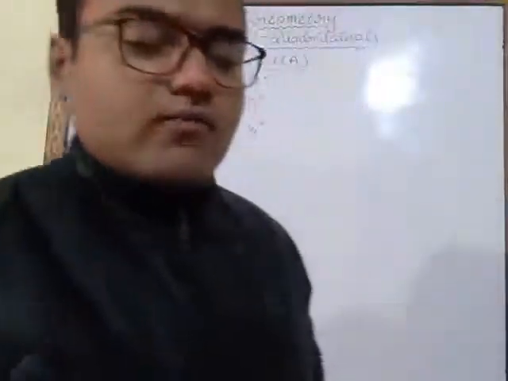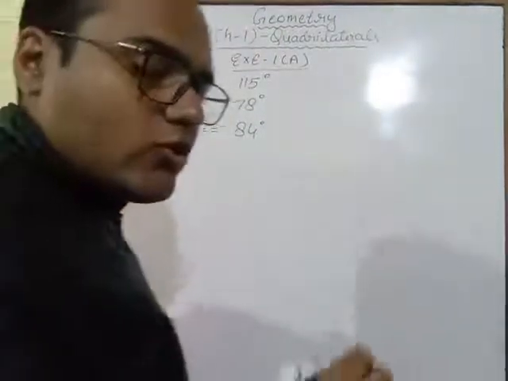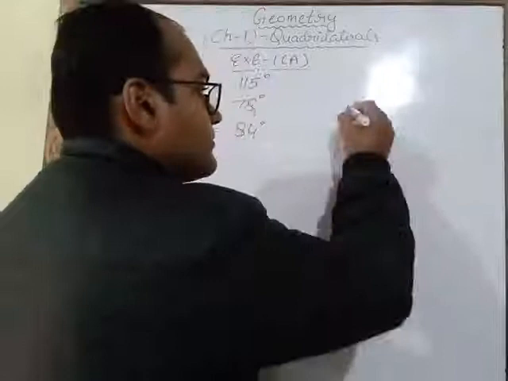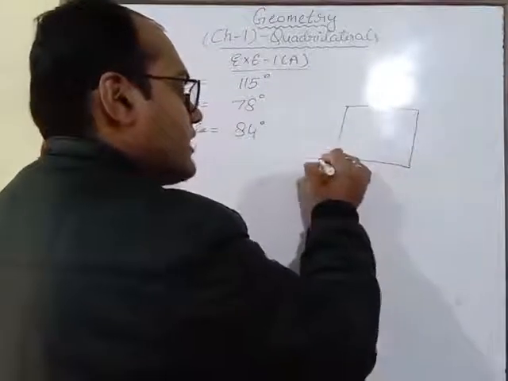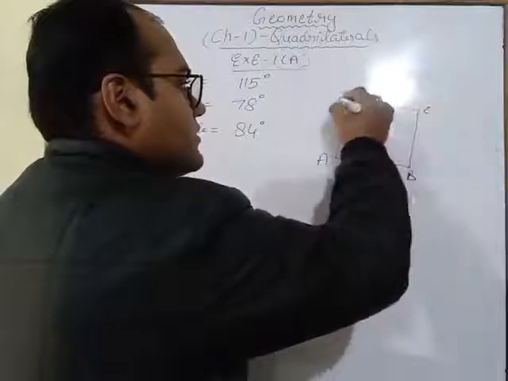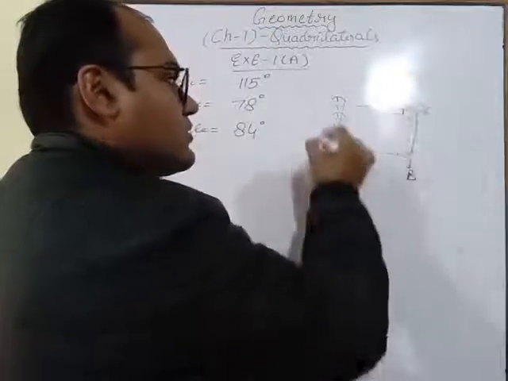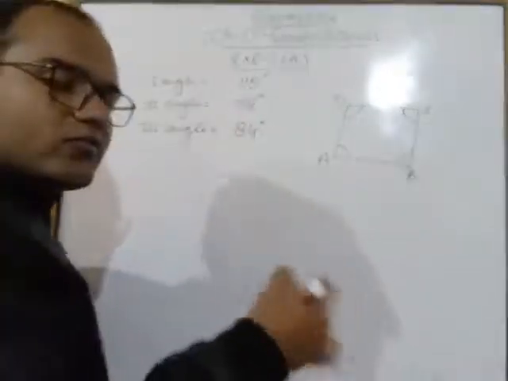We have to find the 4th angle. So first of all, what do we have to do? A quadrilateral is a closed figure with 4 sides. You know very well, any closed figure having 4 sides is known as a quadrilateral. How many interior angles are there? 4. 3 angles are given. We have to find the 4th one.